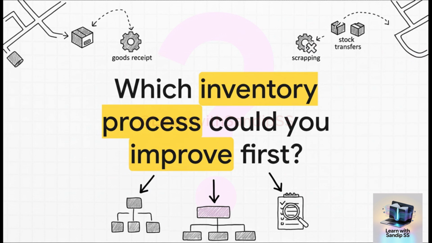And that brings us to the end. Now that you have the map of where all these controls are, the final question is really for you. Just think about your own processes at your company. Is it your goods receipt process? Is it scrapping? Maybe stock transfers? Which one of those processes could you make more efficient or more accurate just by applying what we've talked about today?